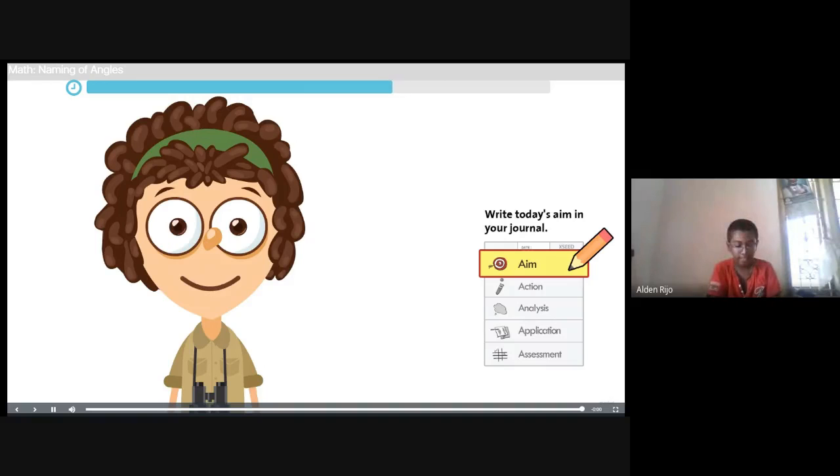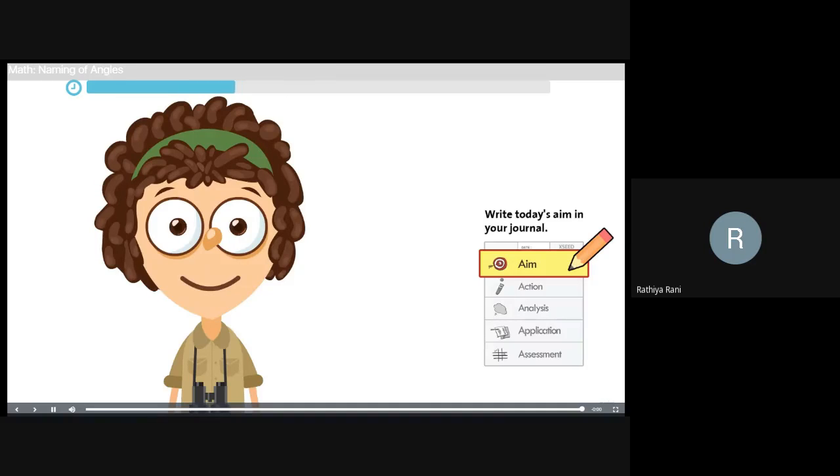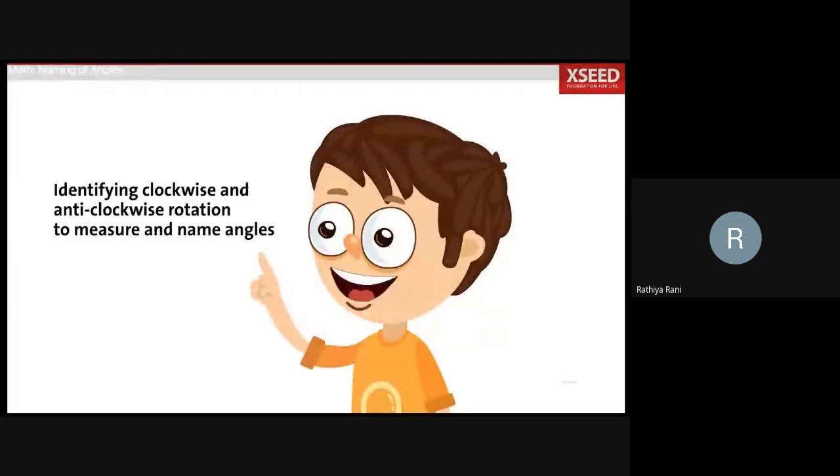Shall I say? Yes. We are going to identify clockwise and anti-clockwise angles and measure them. Clockwise and anti-clockwise angles and measure them. Okay. Evelyn, have you completed? I have written.